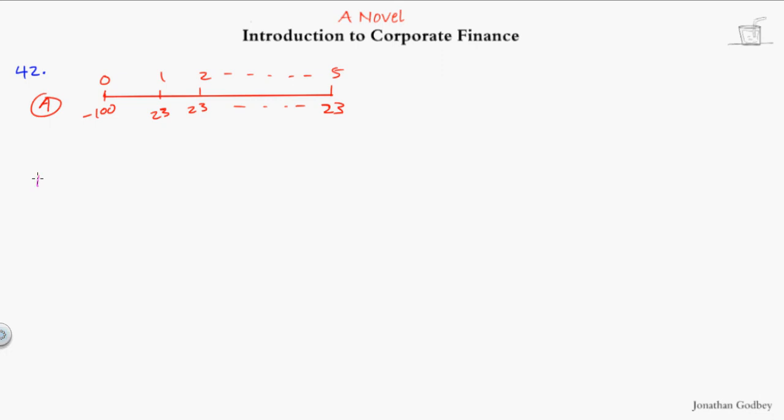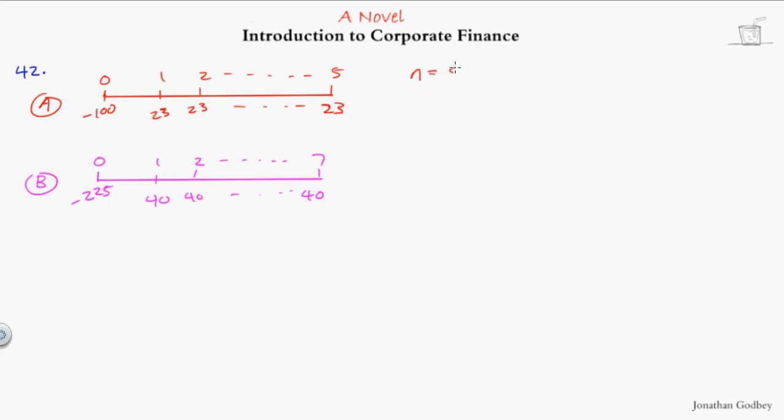And loan B, we'll draw its timeline as well. It's going to be a loan for $225,000, so times 0 minus 225, and it's going to have 7 payments of $40,000. So I just want to see which one has the lower interest rate.